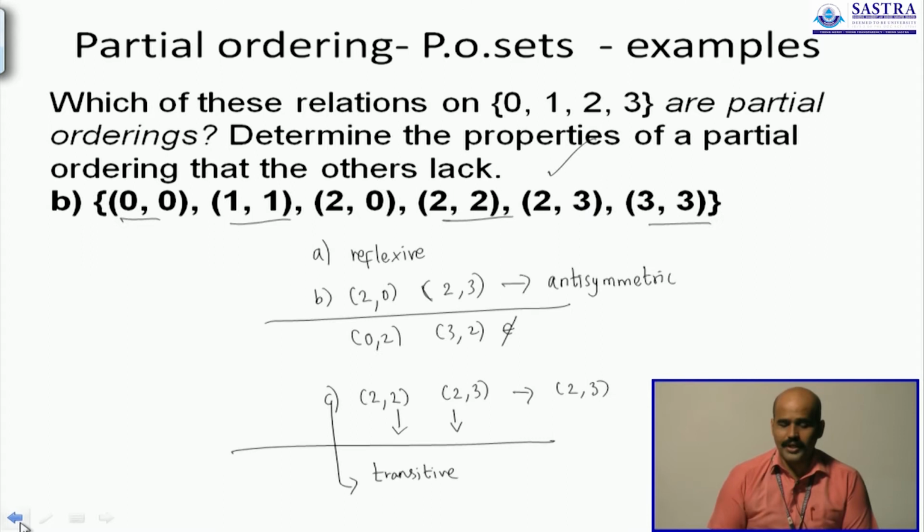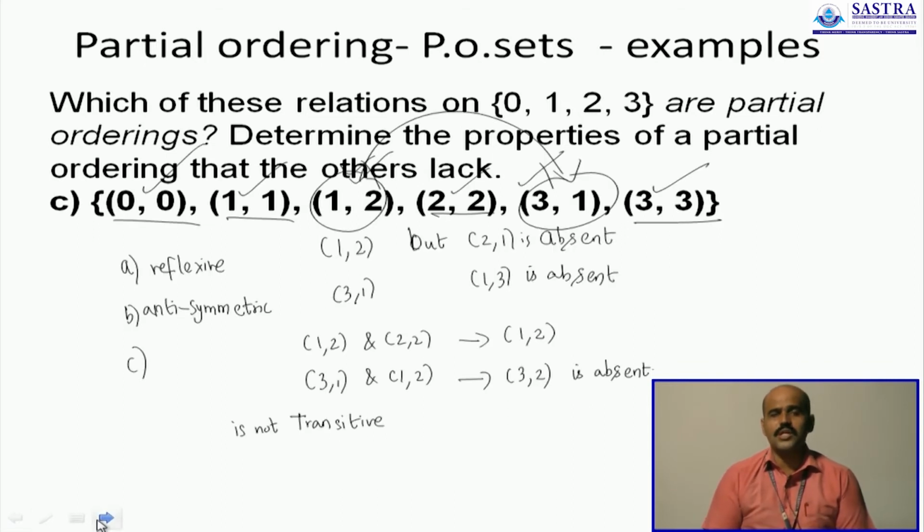This was not the case in the previous example. We found every pair of elements A, B and B, C leading to the conclusion that A, C is also part of the relation. You don't find that here, and hence the relation that we see under subdivision C is not a partial ordering.